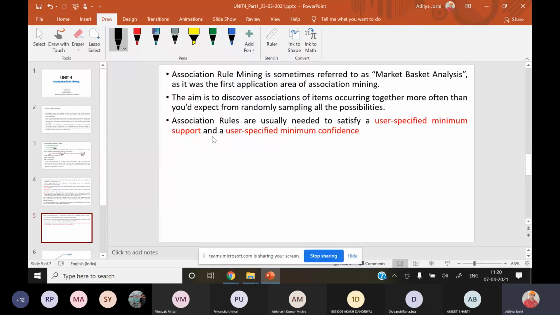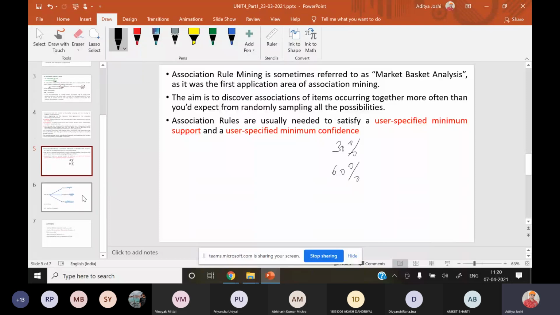Now, association rule mining is sometimes referred to as market basket analysis. Why is it called market basket analysis? Because it was the first application area of association rule mining. In association rule mining, you have to give a user specified minimum support or a user specified minimum confidence. Suppose you are giving 30% minimum support and 60% minimum confidence. So you have to formulate the rule according to the user specified minimum support and user specified minimum confidence.